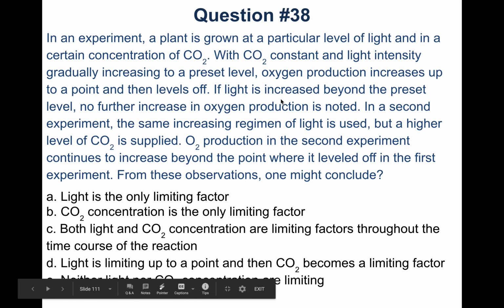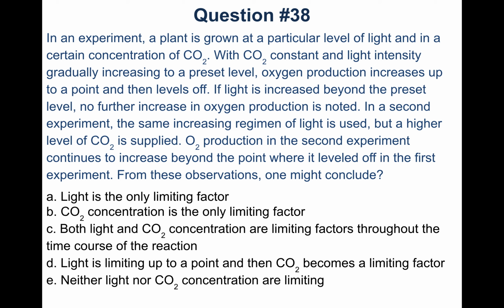All right, in an experiment, a plant is grown at a particular level of light and in a certain concentration of CO2. So with CO2 constant and light intensity gradually increasing to a preset level, oxygen production increases up to a point and then levels off. All right, so CO2 stays constant. As light increases, oxygen production also increases, but then levels off at a certain point. If the light is increased beyond the preset level, no further increase in oxygen production is noted.